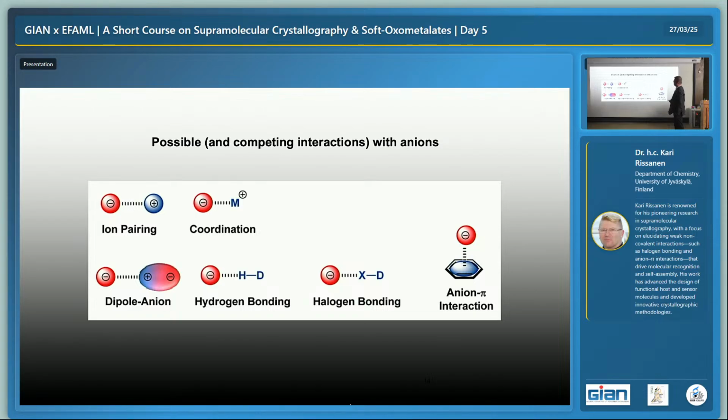We can have coordination, where the anion coordinates to a metal. We can have dipole-anion interactions, of course, because if we have an anion here and a dipole here, it is a positive charge interaction. Or we can have hydrogen bonding, of course. This is very well known, hydrogen bonds to the anion. Or we can have halogen bonding, which I discussed yesterday. And finally, what we look into here is the anion-pi interaction. So we have a pi system, and we want to see if the anion is interacting with it.